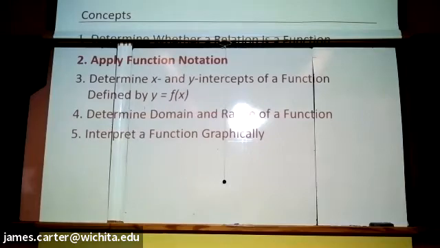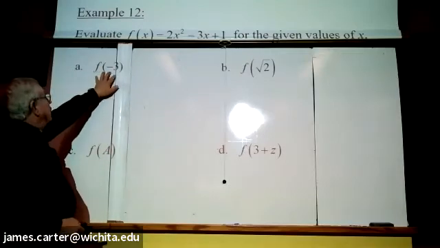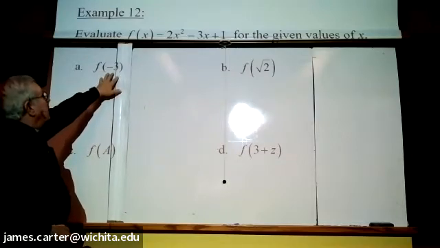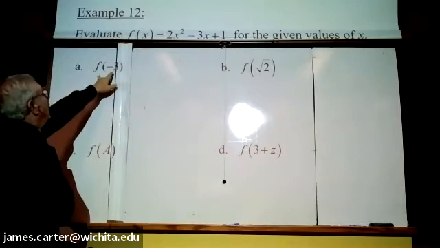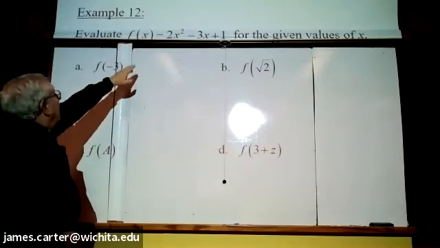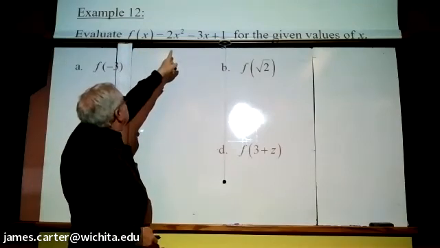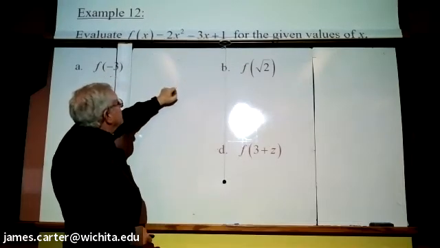Okay, now we're going to apply function notation. Function notation is just a special way of writing things. This notation right here, we pronounce f of -3. That means we're going to try x value -3 in that equation. Up here in the equation, this says f of x equals 2x squared minus 3x plus 1. This is an equal sign. You just can't see it.